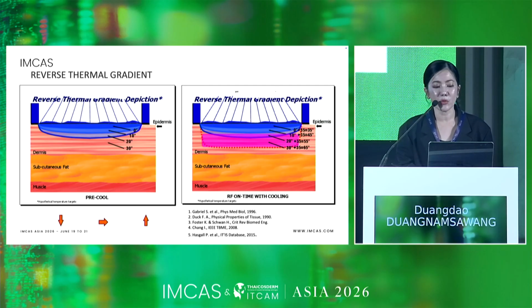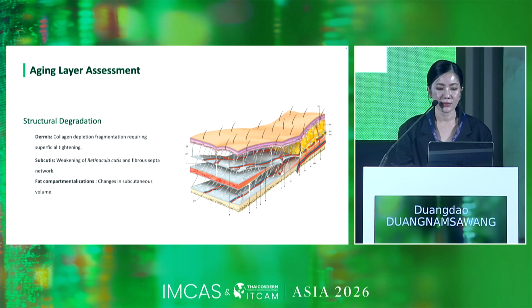Another term is reverse thermal gradient. It means that when you pre-cool the tissue, and after that you turn the RF on with the cooling, you see that the heat gradient is deeper. This is the term reverse thermal gradient.